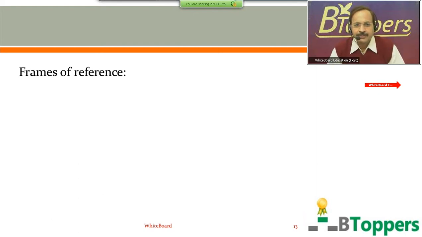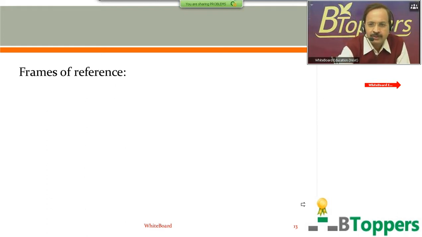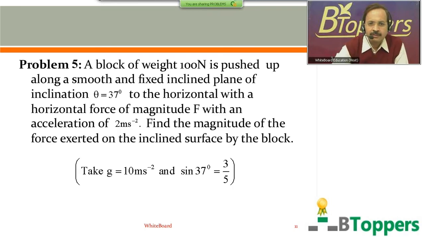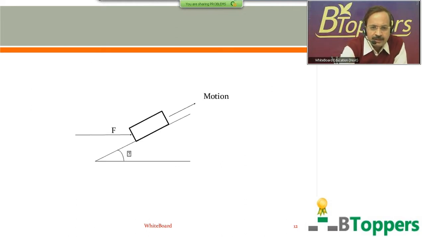So in the previous class, I discussed one problem. Once again, I would like to show it on the screen. This problem: a block of weight 100 Newton is pushed up along a smooth fixed inclined plane of inclination theta equals 37 degrees to the horizontal with a horizontal force of magnitude F with an acceleration of 2 meters per second square. Find the magnitude of force exerted on the inclined surface by the block. This is the diagram for the problem.